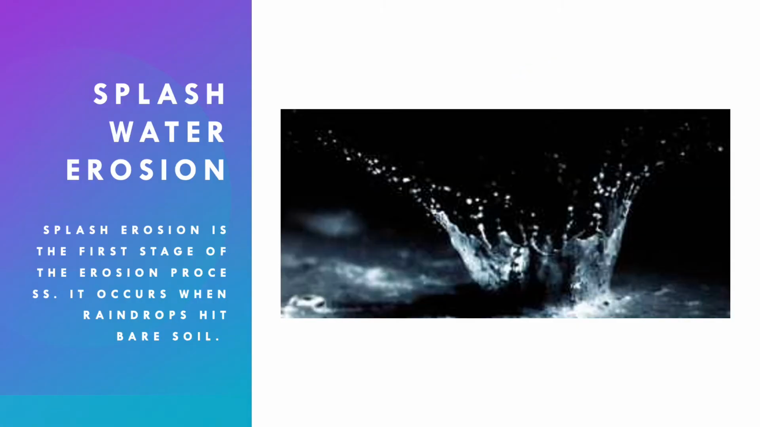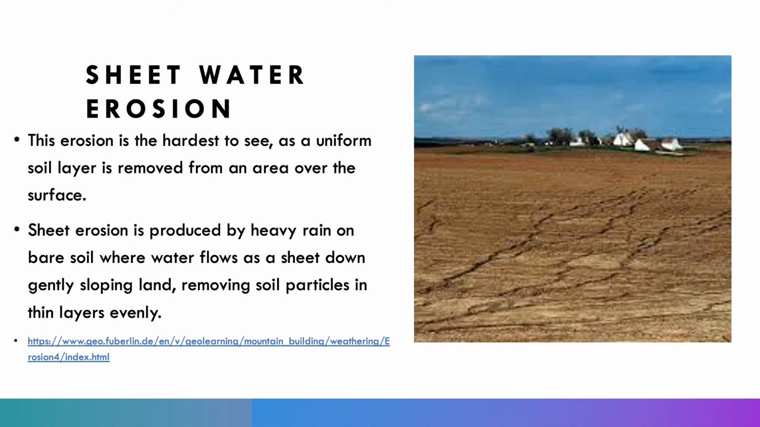Splash erosion is the third kind of water erosion. Splash erosion occurs when raindrops hit the soil surface or bare soil, washing away the needed nutrients. The final type of water erosion is natural erosion, or sheet erosion. This is your most difficult erosion to see. Sheet erosion is where water flows as a sheet down sloping land, removing thin layers of the soil. There are many variables that contribute to natural sheet erosion, such as soil properties, slope, and climate.